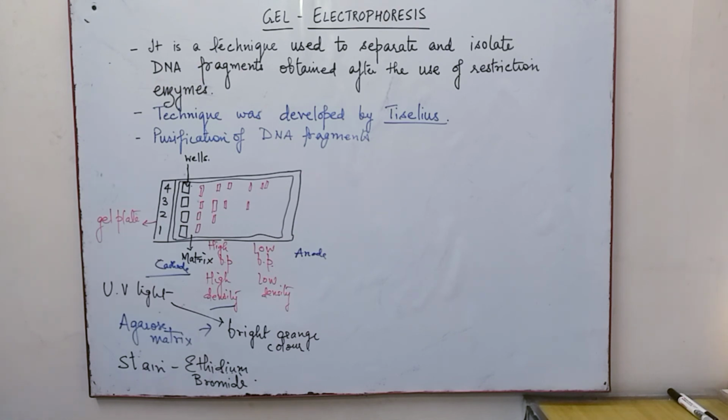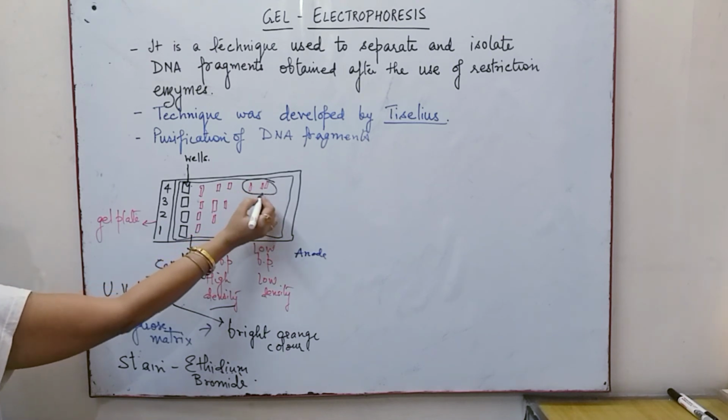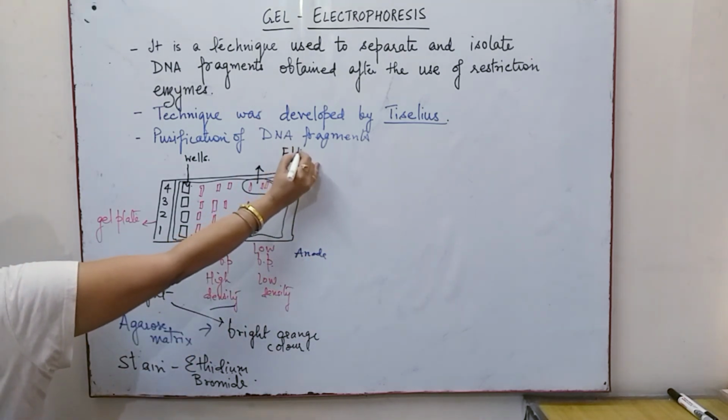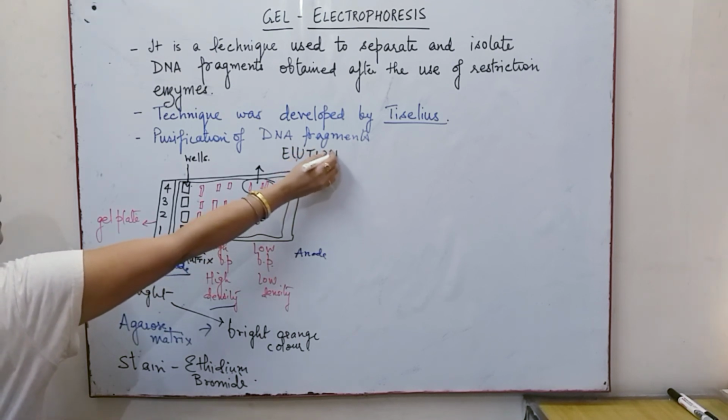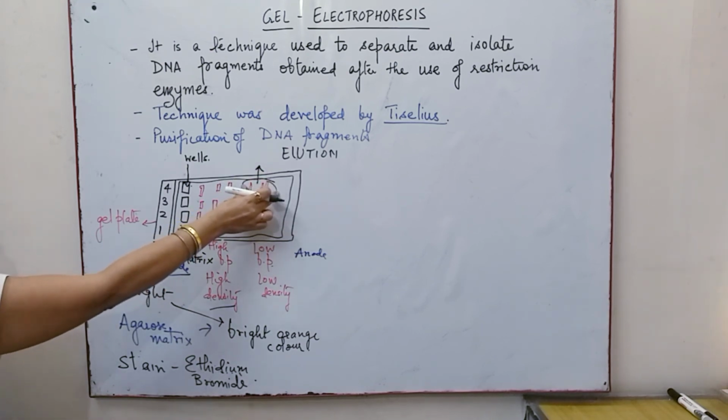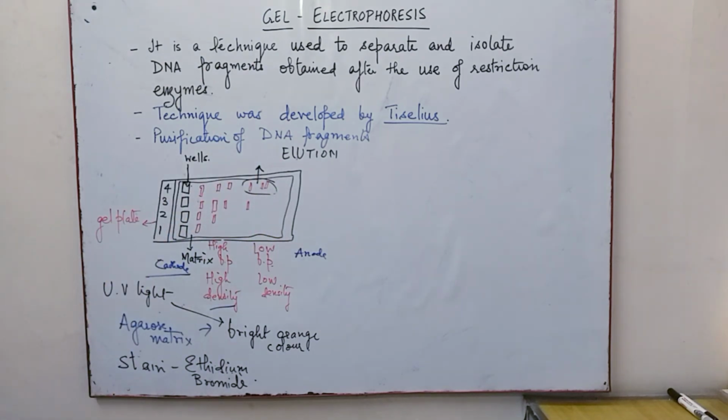So the next step is, after the fragments of DNA have reached over there, the desired ones are extracted from this gel plate, and the process is known as elution. This process of removal of the purified DNA fragments from the gel plate after gel electrophoresis is known as elution, and the DNA fragments then obtained are used by joining them with the cloning vectors. So gel electrophoresis is a very important technique which is used for the purification of the DNA fragments, and now the DNA fragment is ready to be incorporated into the cloning vectors to obtain the rDNA.